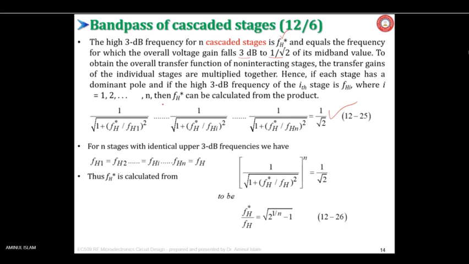For n stages with identical upper 3dB frequencies, we have FH1 equals FH2, and so on till FHN, all equal to FH, because all are assumed to be the same FH. Thus, FH star is calculated as this, which can be further written as FH star by FH equals square root of 2 to the power 1 upon n minus 1.